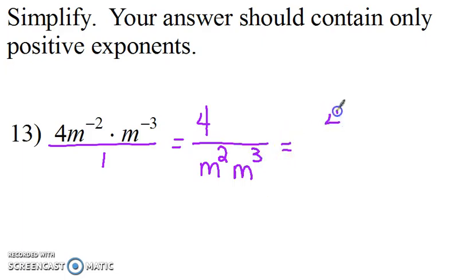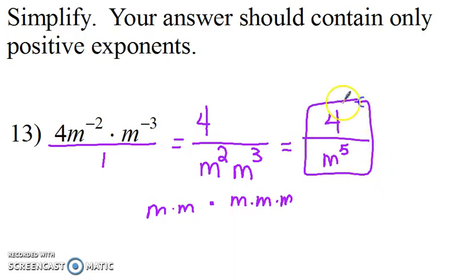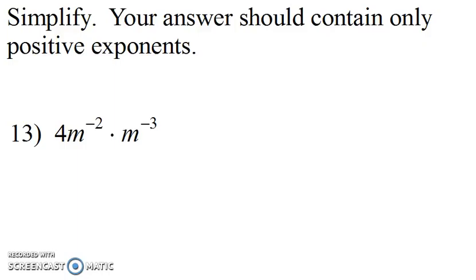So we have 4 on top, and how many m's altogether is this? That's 2 and 3. All together makes 5. And that's our answer. Try this.